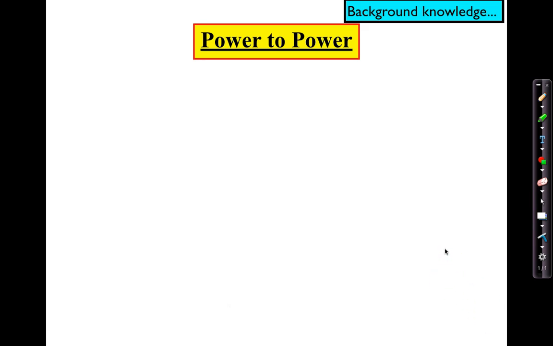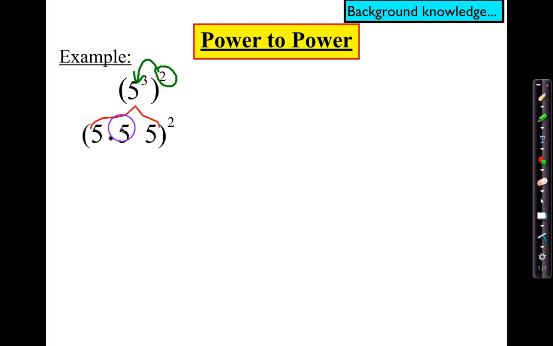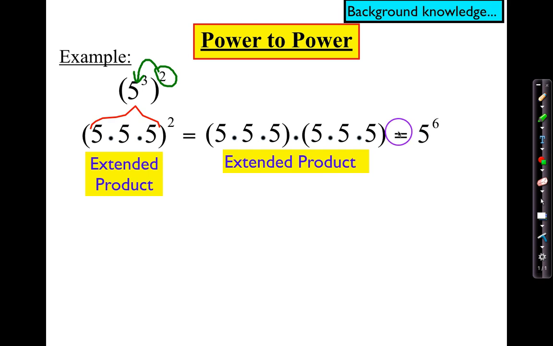Now, real quick, let's review what power to power is, okay? Power to power is having one power raised to yet another power. So here, ask yourself, what's being squared? You'd say 5 cubed. So I'm going to go ahead and write 5 cubed, a total of 2 times. So here's once, and here's my second set. 5 cubed, 5 cubed. Now, to simplify this, I'm just going to go ahead and say that there are 6 of them, so that's 5 to the 6th power.